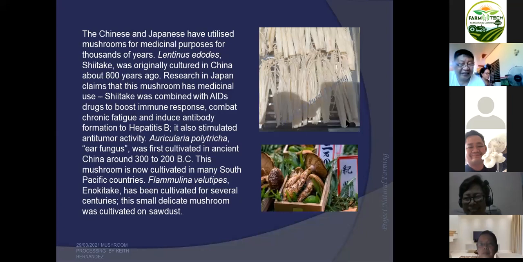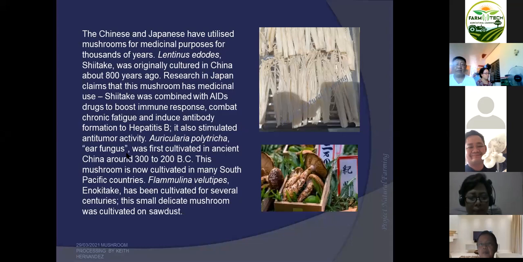Now, further with the history, the Chinese and Japanese have utilized mushrooms for medicinal purposes for a very long time. Shiitake was originally cultured in China about 800 years ago. Research in Japan claims that mushrooms have medicinal uses, like shiitake being combined with AIDS medication daw, to boost immunity. Sipin natin yan. Ang dami daw magaganda. Some has scientific basis, some has no basis at all. Kaya kailangan po research muna, no?